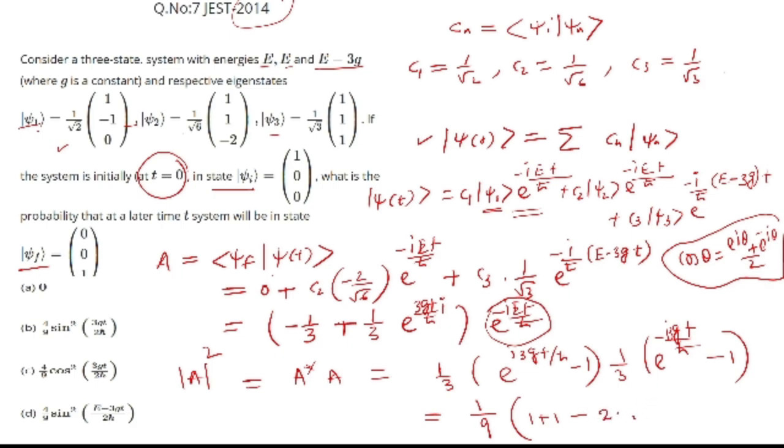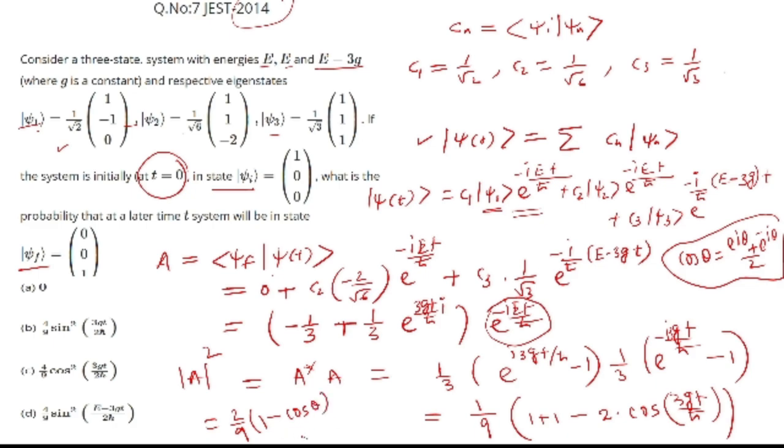Then here we get e to the power 3 iota gt by h cross plus e to the power minus 3 iota gt by h cross divided by 2. That is nothing but cos theta. So it will be 2 cos of 3gt by h cross. Okay, so 2 minus 2 of this, so we can take 2 common here. This is 2 by 9 of 1 minus cos theta.